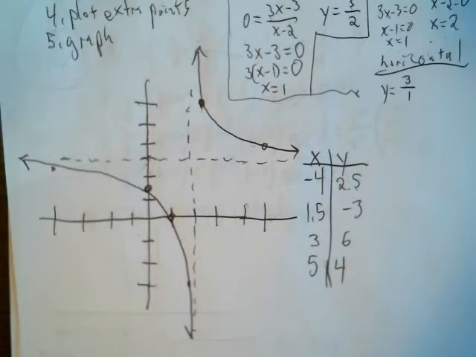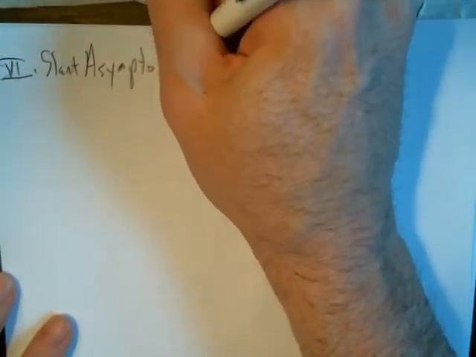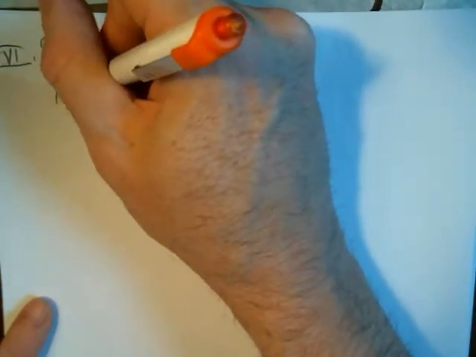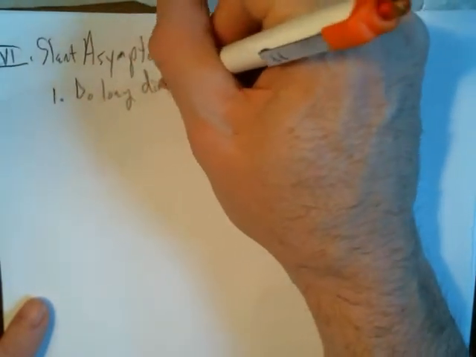Okay, so the one issue I didn't talk about was the slant asymptote issue, and that's when the degree of the numerator exceeds the degree of the denominator. So let's take a quick look at that. This is section 6. Okay, so instead of having a horizontal asymptote like this, we'll have something like this. And how do I figure out that slant asymptote? You'll have to do long division or synthetic division, whichever one you prefer.